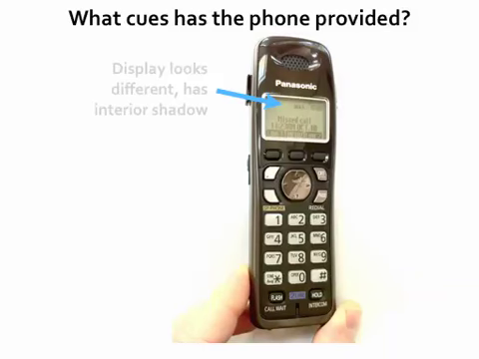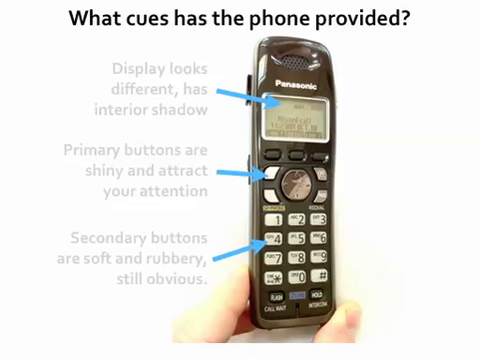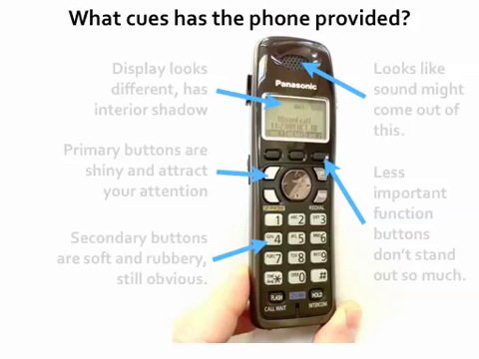Well, there's this display. It looks different. There's an interior shadow that shows that it is, in fact, behind the front panel. The primary buttons are shiny and they attract your attention. The secondary buttons, that is, the number buttons, are soft and rubbery. They invite your touch, but they're still obvious. And at the top, it looks like the sound might come out of the earpiece. And less important function buttons don't stand out very much.